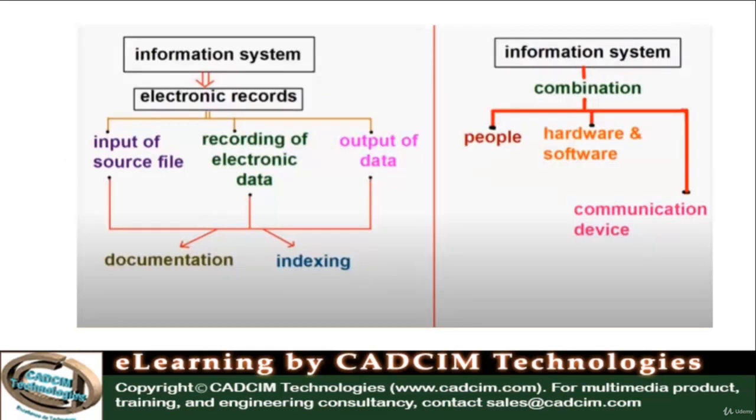Now let's understand information system. So here is a chart for the information system. At first, let us understand the right hand side of the chart. Information system basically is a combination of people, hardware and software, and communication devices. We'll come to people afterwards. So at first, let us understand hardware and software.